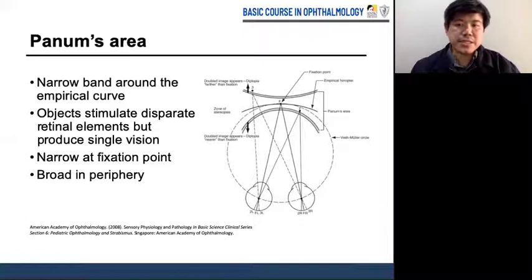And then the increase in the Panum's area towards the periphery may be related to anatomic and physiologic differences known to exist between the monosynaptic foveal cone system and the rod and cone system of the periphery.